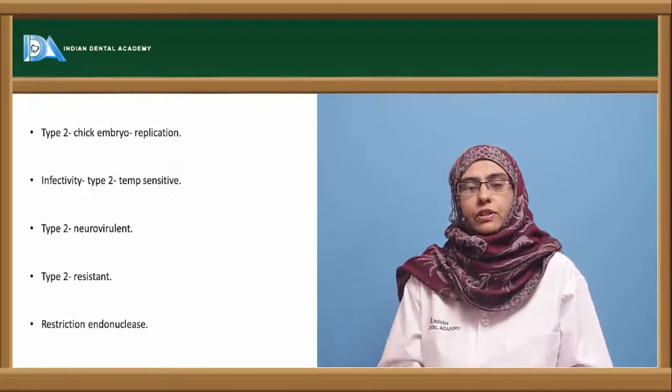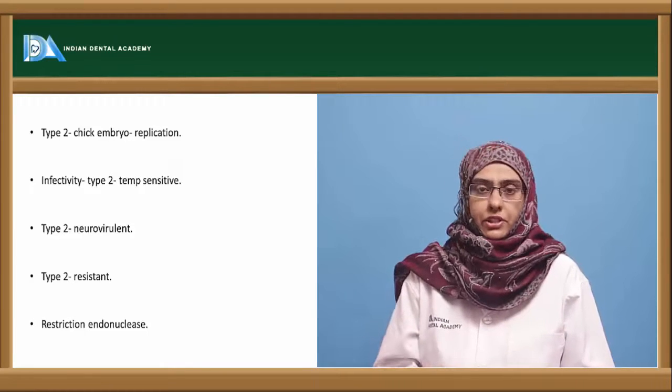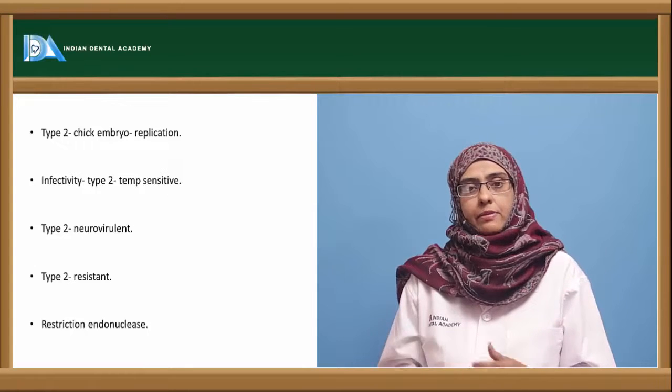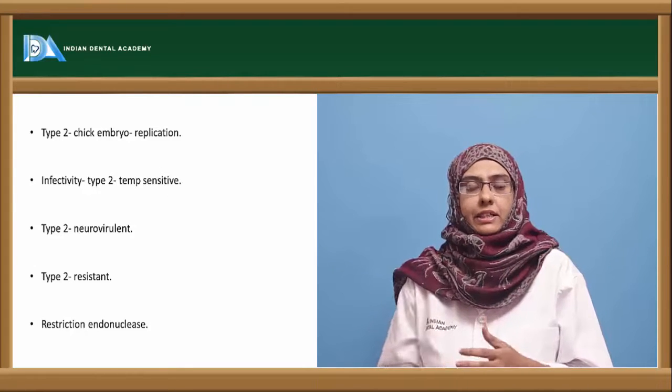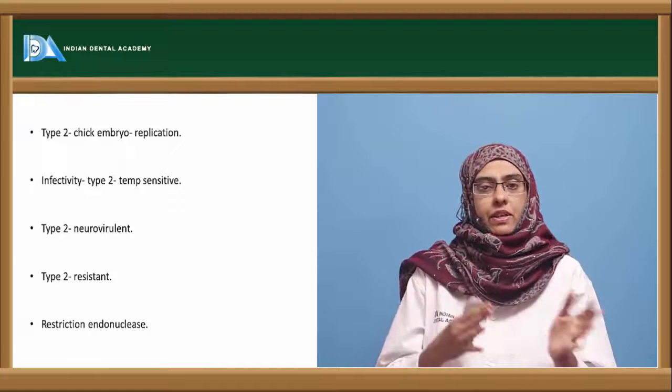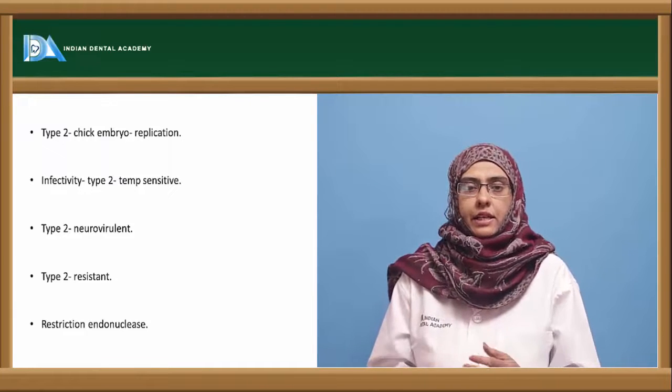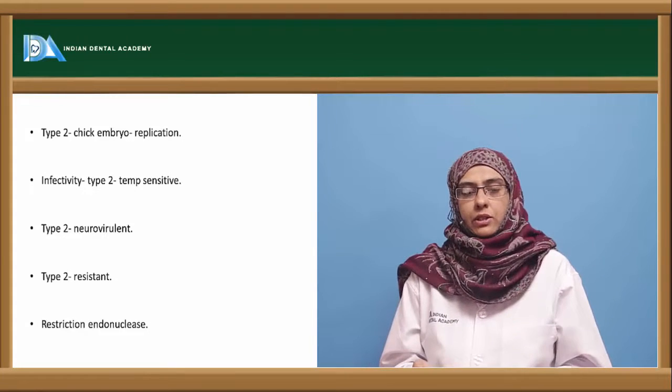Apart from that, you can go for molecular biology techniques such as restriction endonuclease, which helps to identify the specific DNAs present in HHV1 and HHV2, and hence helps in distinguishing the 2 strains.